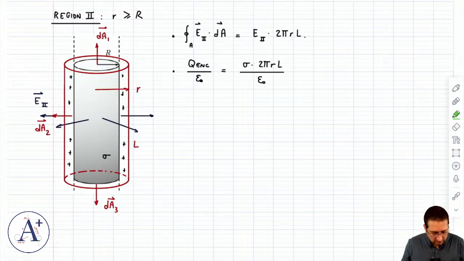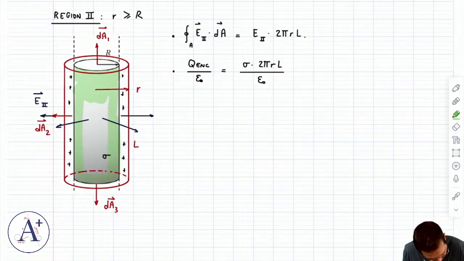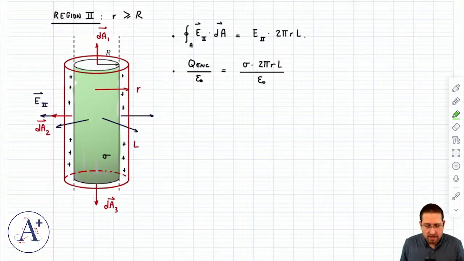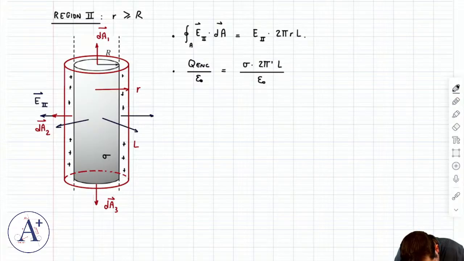I should multiply the area of the actual cylinder that actually carries charge, this conducting rod, by sigma. And so I should not have 2 pi little r L. I should have 2 pi big R L. Be very careful with that. It's a very common error.